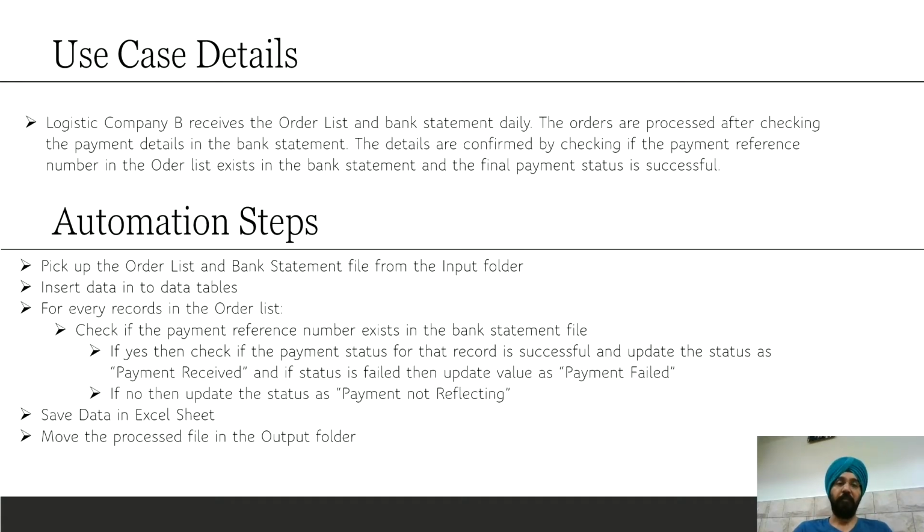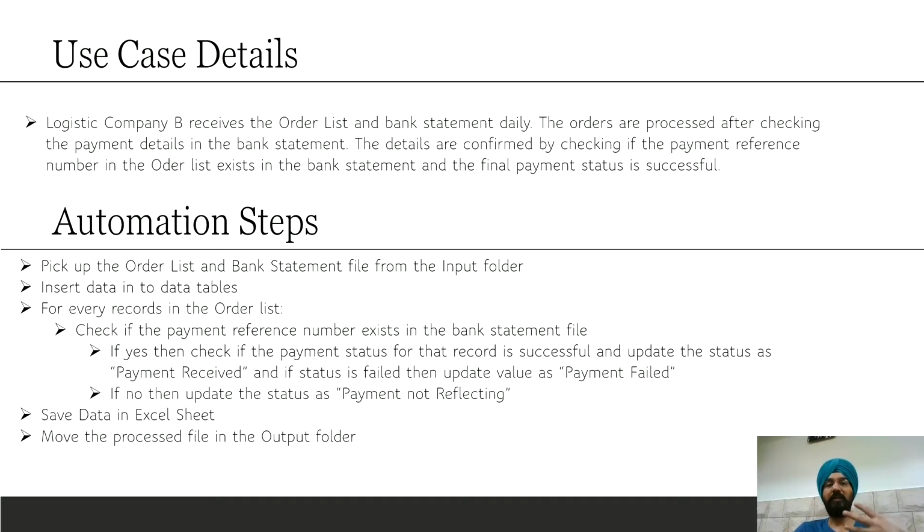And then for every record in the order list, we will check if the payment reference number exists in the bank statement file. And if yes, then check if the payment status for that record is successful and update the status as payment received in the order list file. And if the status is failed, then update the value of the payment status field in the order list as payment failed. Now, if the payment reference number is not available in the bank statement, then we will say payment not reflected. So that will be the status.